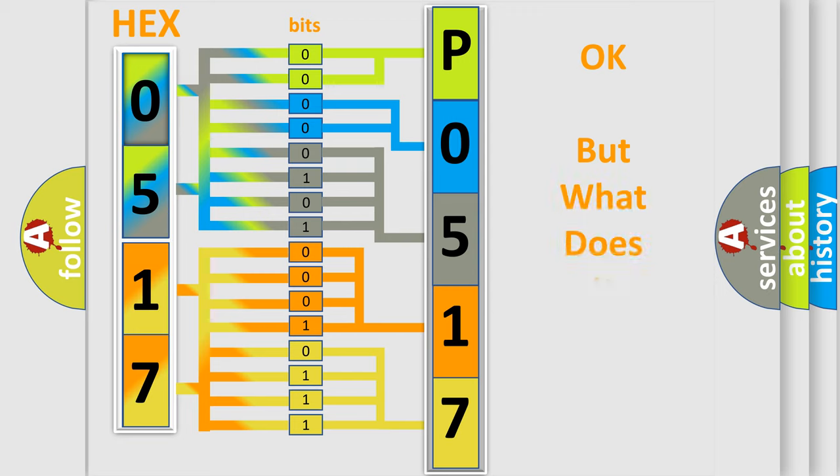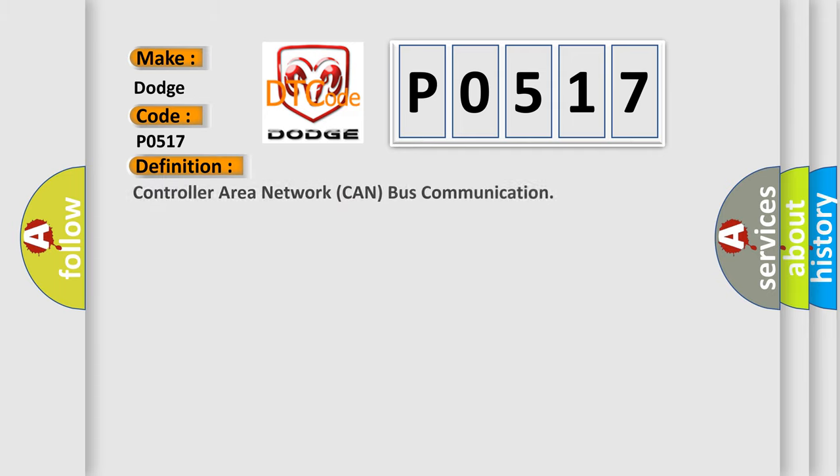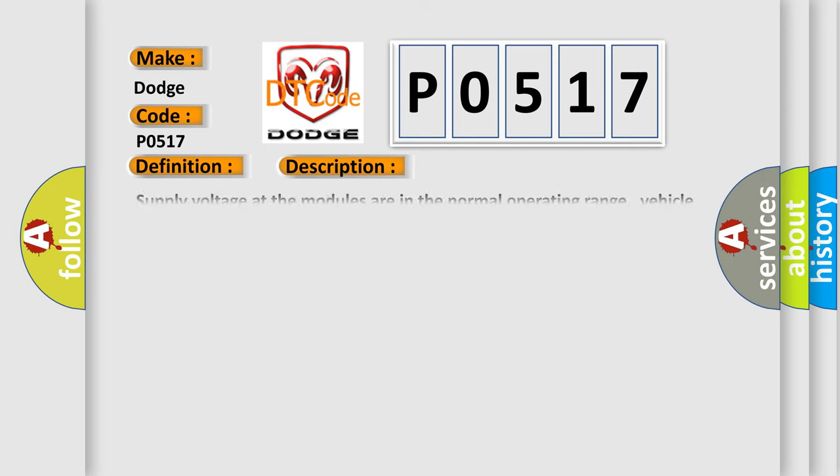The number itself does not make sense to us if we cannot assign information to what it actually expresses. So, what does the diagnostic trouble code P0517 specifically mean for Dodge vehicles? The basic definition is: controller area network CAN bus communication. And now this is a short description of this DTC code.